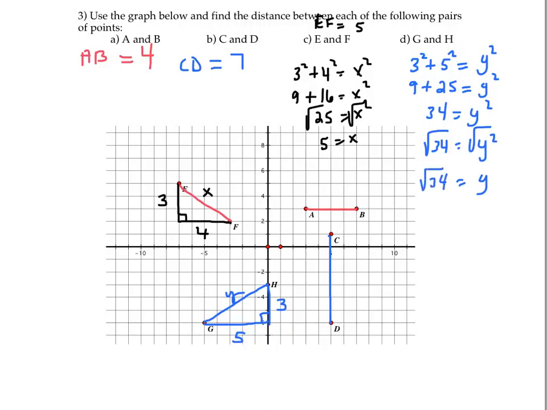There isn't a perfect square that divides into it, so we're going to leave it first as a radical, and then we're going to go to the calculator and approximate it. The wavy equals sign means we're rounding or approximating. So do the square root of 34 on your calculator, and it works out to be about 5.83. Okay, that's it for the notes. Good luck on homework number 1.